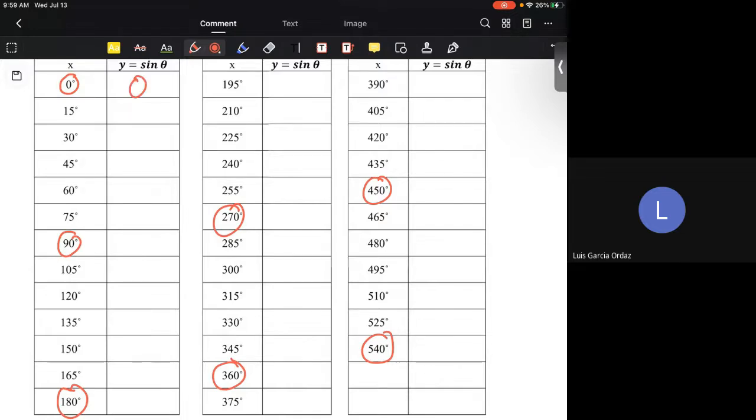Now let's do the same thing. Sine of 90 on your calculator, press equals, gives me 1. Sine 180 gives me 0. Sine 270 gives me -1. Sine of 360 gives me 0. Sine of 450 gives me 1. And sine of 540 gives me 0. So these are going to be more than sufficient for you to graph the sine function.